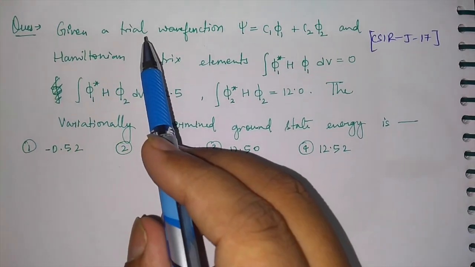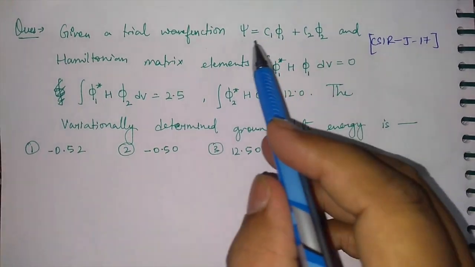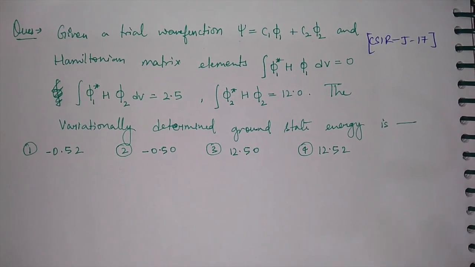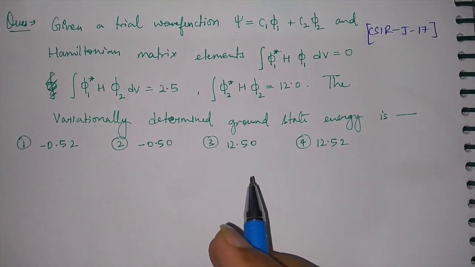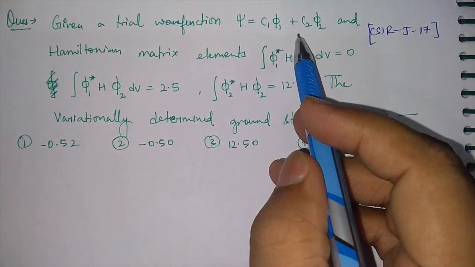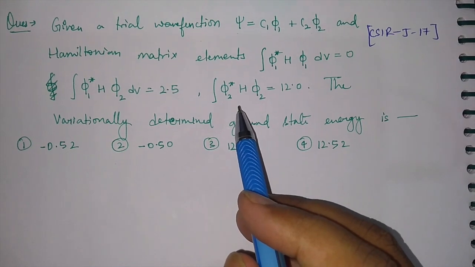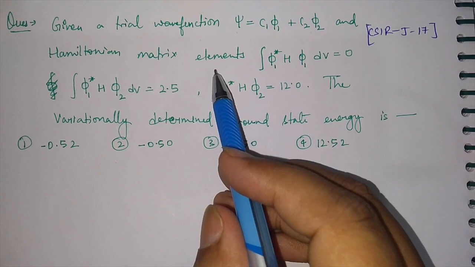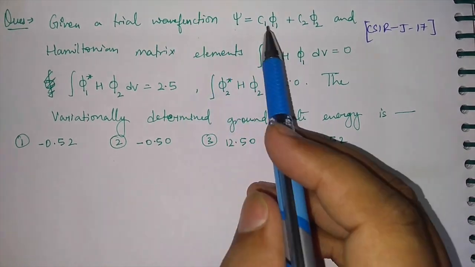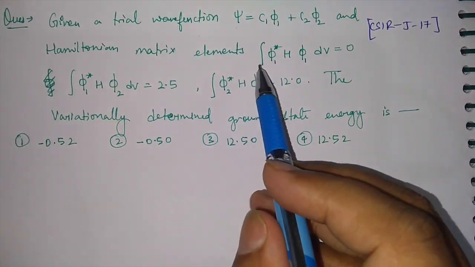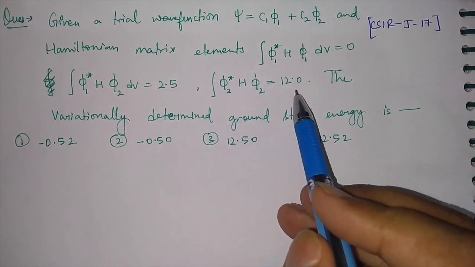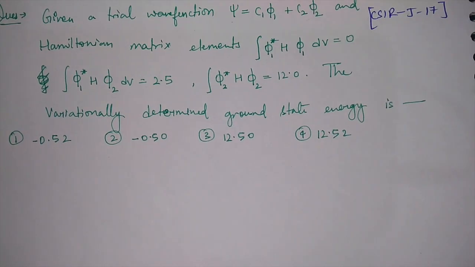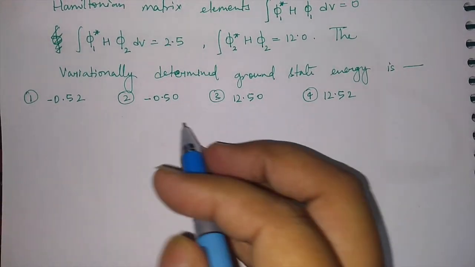Okay, so it says that given a trial wave function, and as soon as you get this trial wave function, it should strike your mind that this question is from the variation theorem. Now it's given that the trial wave function is psi = C1 phi 1 + C2 phi 2, and the Hamiltonian matrix elements are given to you. So the variationally determined ground state energy is what they want you to find out.